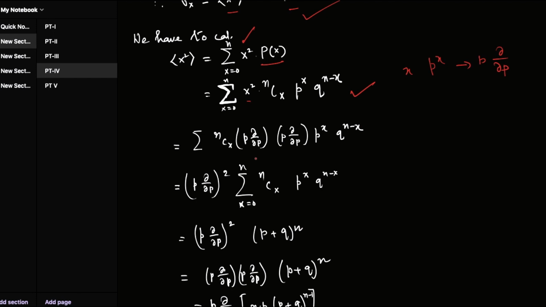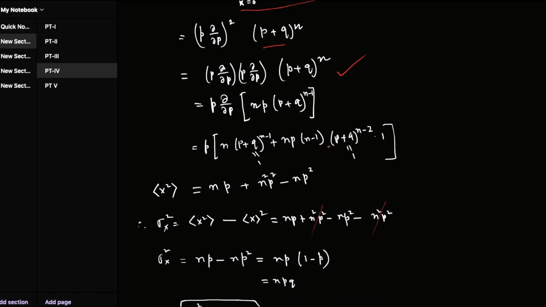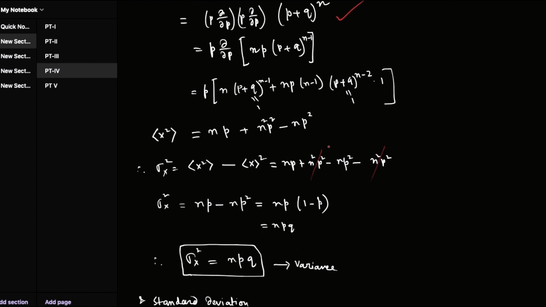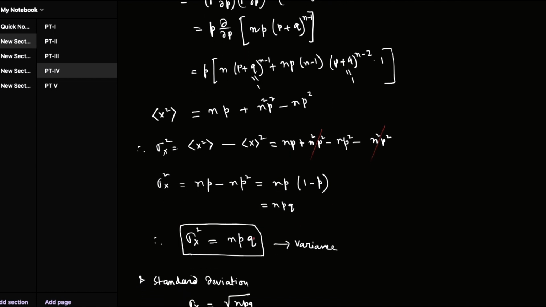Therefore x square p to the power x can be written as p times del del p, p times del del p, of p to the power x. This operator comes out of the sum, as we can check by taking the derivative, and it is p del del p, squared. Then from the binomial theorem, p plus q to the power n, we apply the derivative operator on this and put p plus q equals 1. It is simple, and I am not going to describe it. After a little bit of algebra, which you can check by pausing the video, sigma square equals npq.